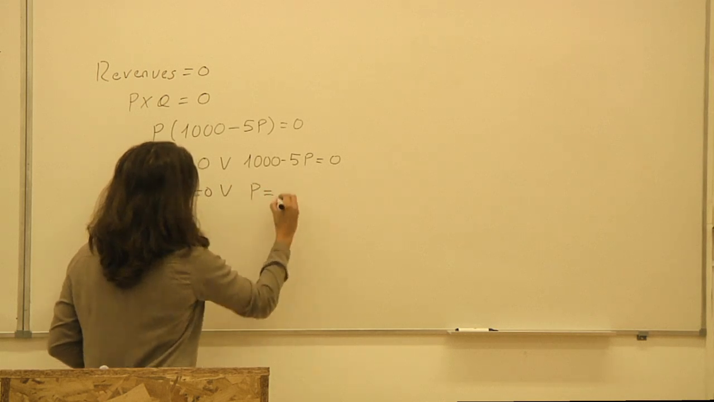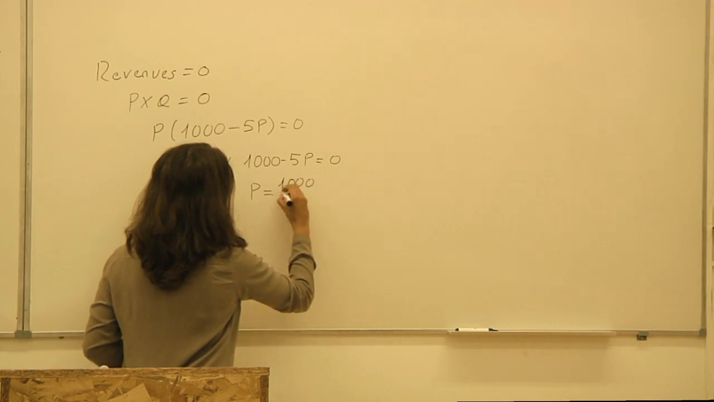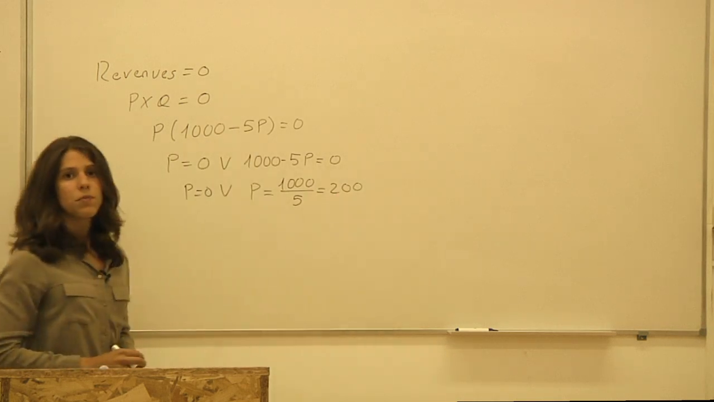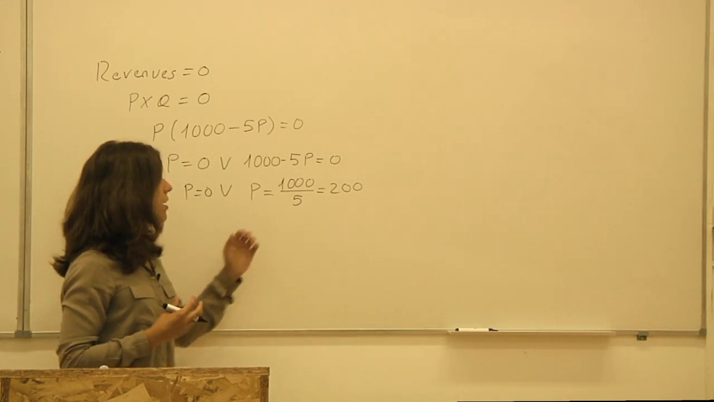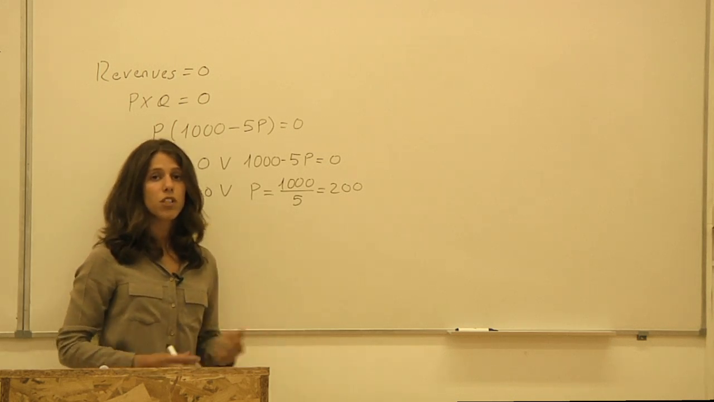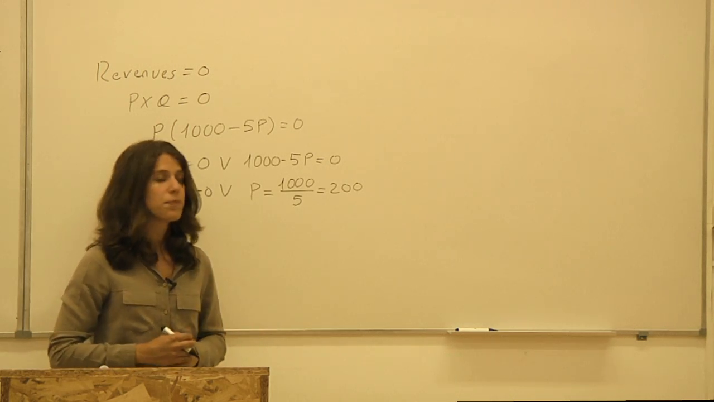Basically, P is equal to 1000 over 5, which equals 200. So now you know that at maximum your surfboard has to cost 200 euros, otherwise no one will buy it.